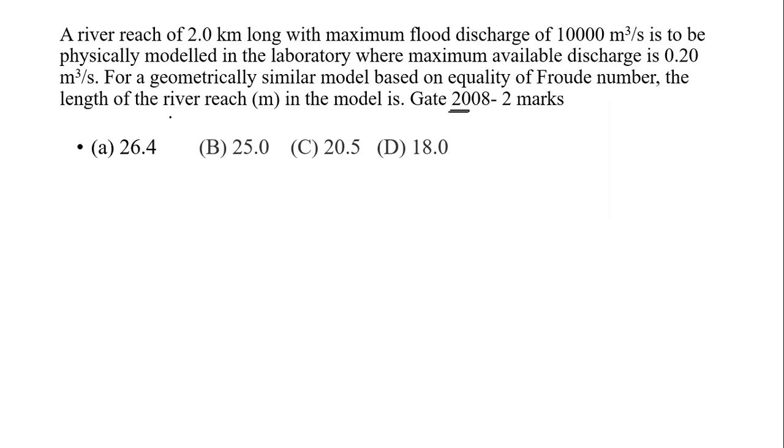Okay, so the question is like this: a river reach of 2 kilometers long with maximum flood discharge of 10,000 meter cube per second is to be physically modeled in the laboratory. These dimensions are related to the prototype, the actual river. Where the maximum available discharge is 0.2 meter cube per second, it means the discharge in the model will be 0.2 meter cube per second. Then for a geometrically similar model based on the equality of the Froude number, Froude's law will be applied here.